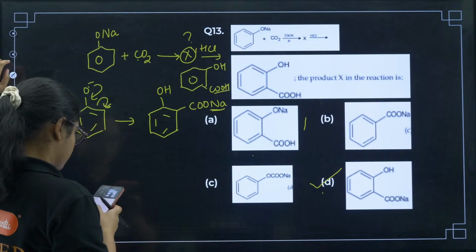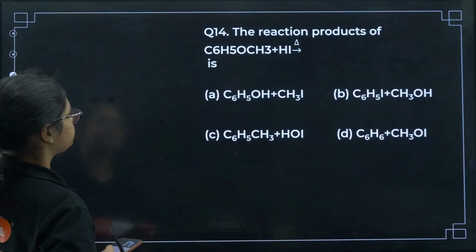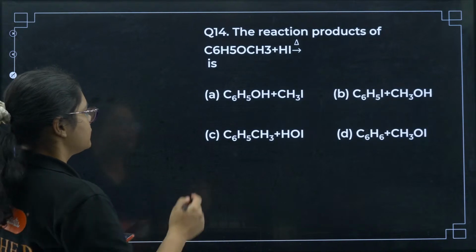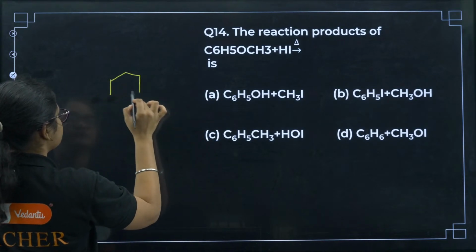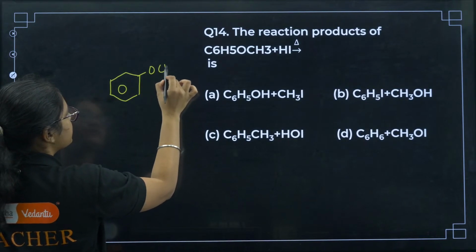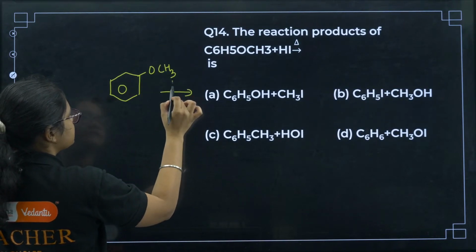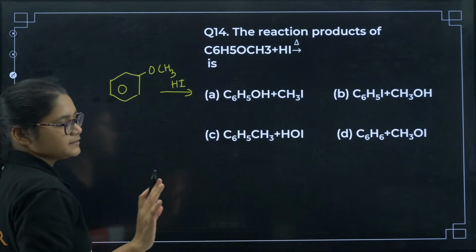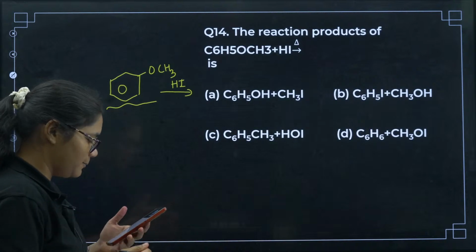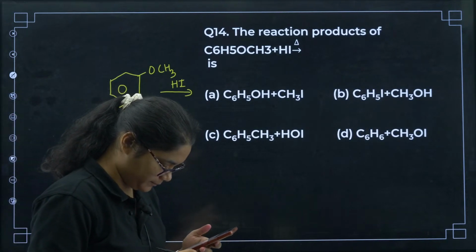Okay, next question number 14. The reaction products of the following. So you have C6H5OCH3 with HI, this is your reaction of ethers, right? What will be the product? This is very easy. Whenever there is this group, you should know what the product should be. This is a very easy question.